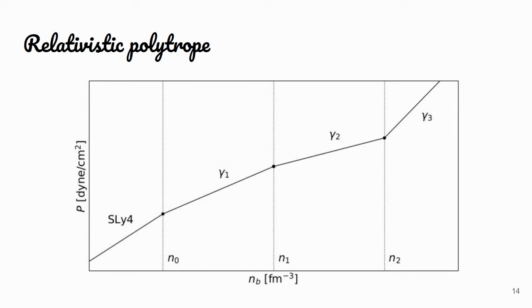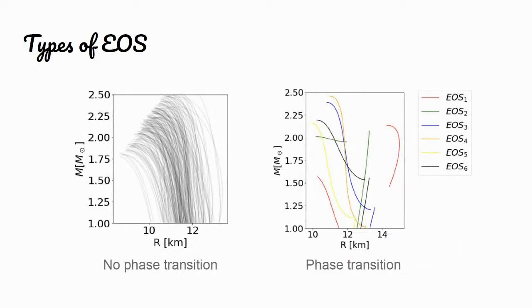So that's basically the relativistic polytrope as for the equation of state. You can concatenate a couple of those relativistic polytropes and quite well cover this potential parametric space of pressures and densities. Once you have those models, you run the TOV equations, and you have those theoretical mass-radius relations. On the left plot, you can see examples of those relations for the no phase transition case of the training data sets. On the right plot, you can see cases with phase transition.